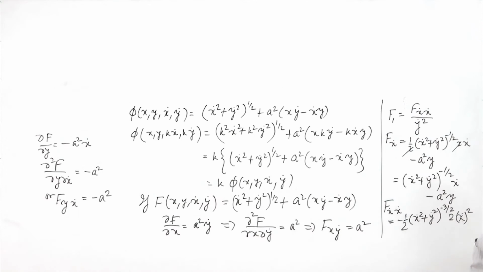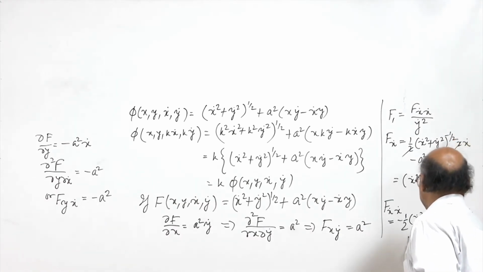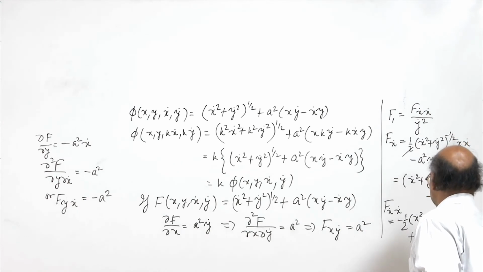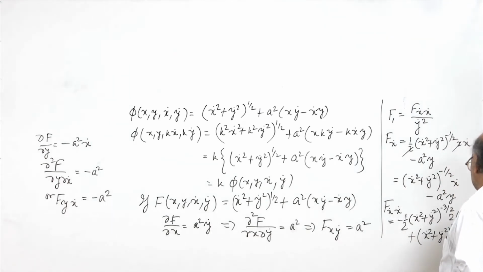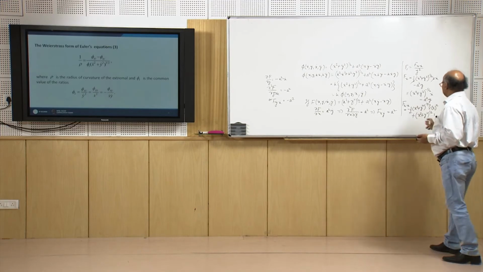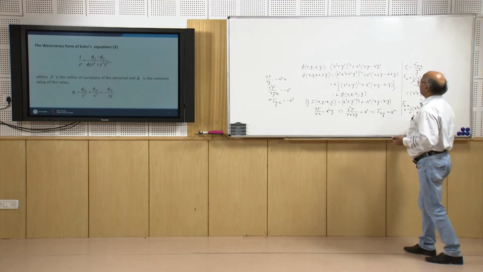x dot square, and then this is minus a square by. Further, we have (x dot square plus y dot square) raised to the power half into the derivative of x dot, which is 1, and the derivative of minus a square by with respect to x dot is 0. So this is f x dot x dot.